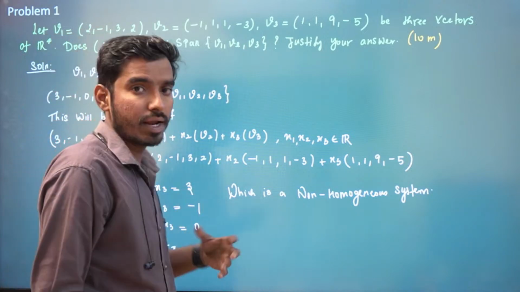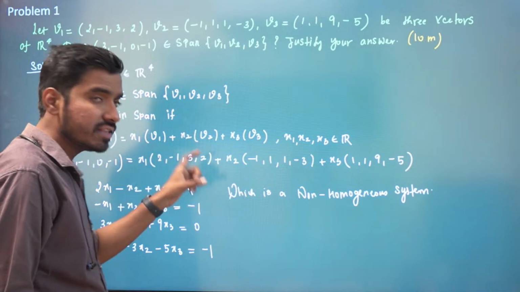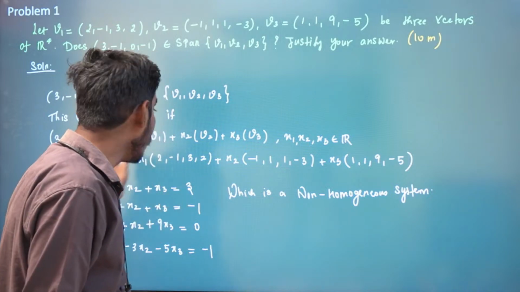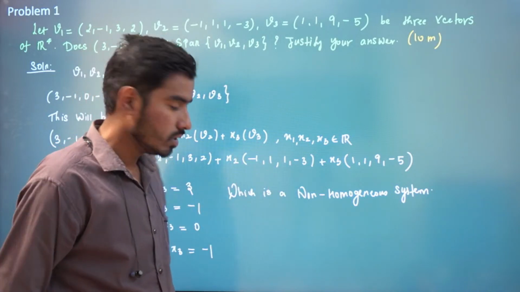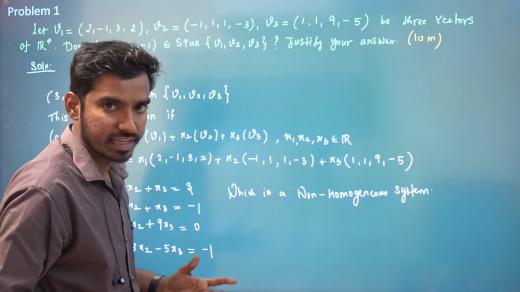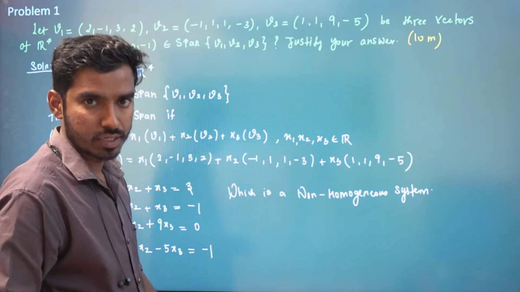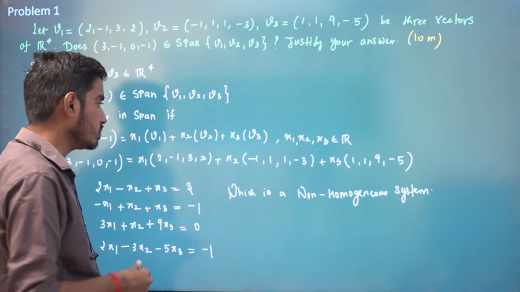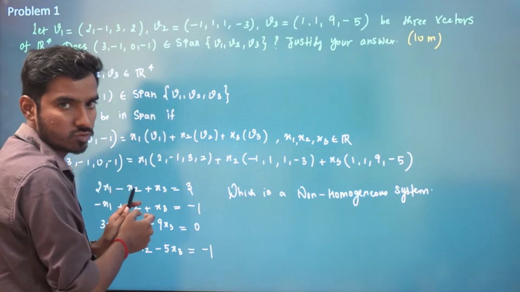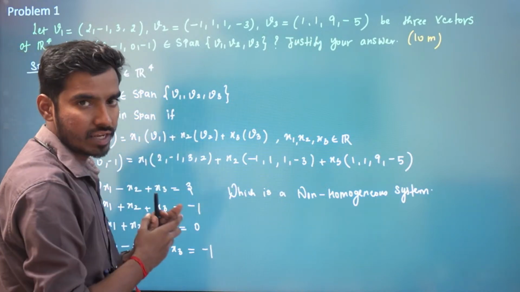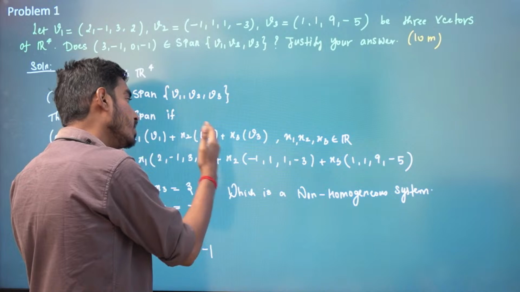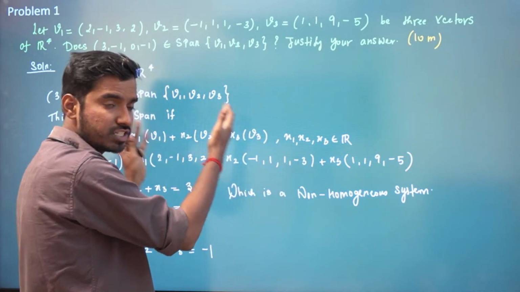Even if this has infinitely many solutions, this vector will be in the span. If this system has no solution, then this vector will not be in the span. So there are three cases: unique, infinite, no solution. If this system has a unique solution, then there is one x1, x2, x3 that makes this linear combination equal to (3, -1, 0, -1), which means this will be in the span of v1, v2, v3. Even if the system has infinitely many solutions, there are many x1, x2, x3 that make this linear combination equal to this vector.